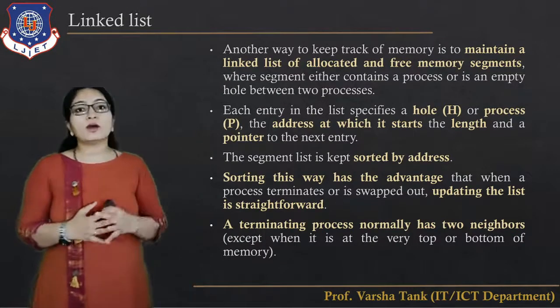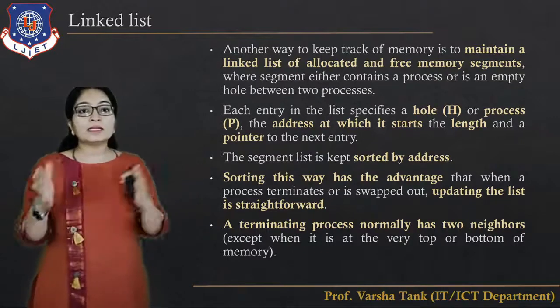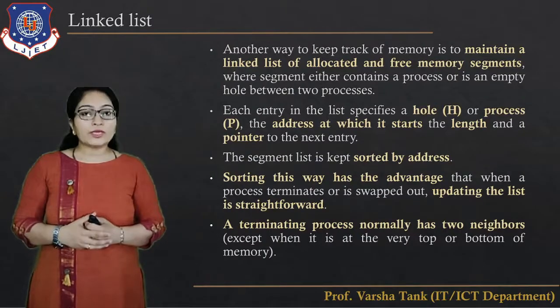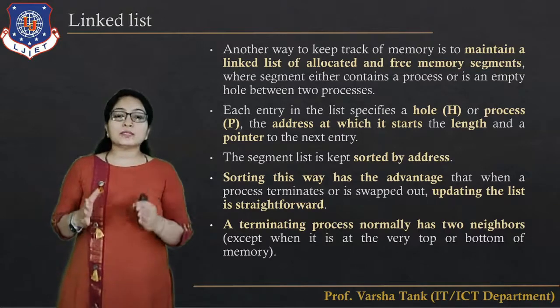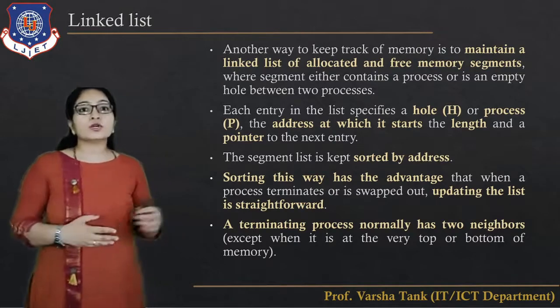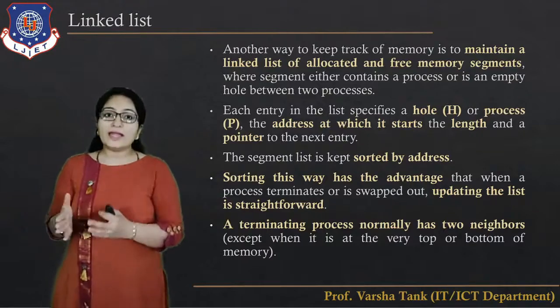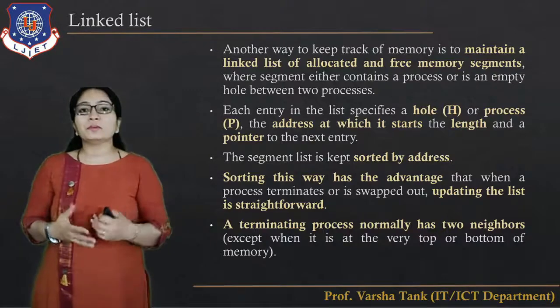So, a linked list of allocated and free memory segments. Each segment either contains a process or is an empty hole between two processes. So it will contain an entry for P and H. H means a hole and P means a process. It records the address at which it starts, the length, and a pointer to the next entry. We will see that in the figure, so you will have a better idea.